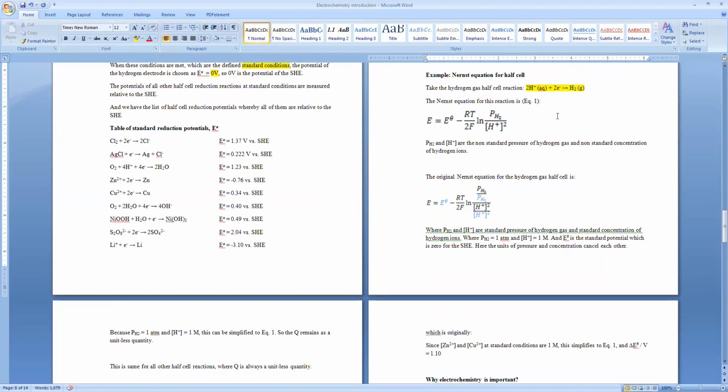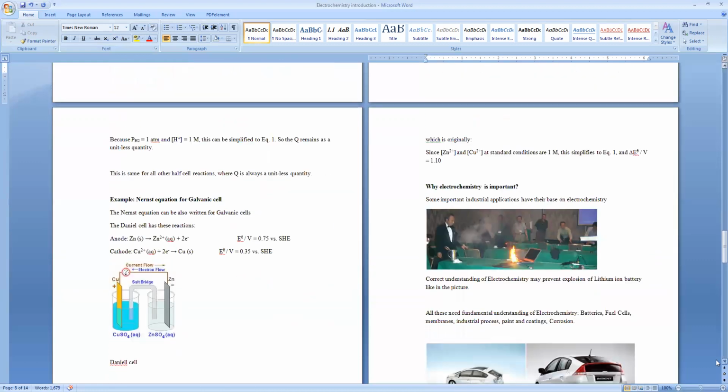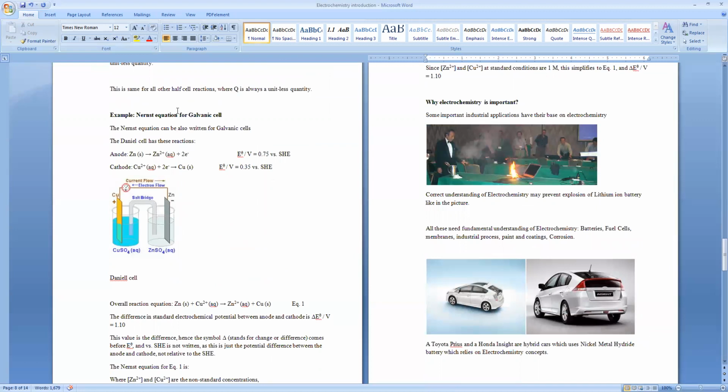The Nernst equation allows us to calculate the potential of the non-standard reaction, provided you know the potential of the standard reaction of the same reaction, I mean the E standard potential of that reaction. So that is the Nernst equation. The Nernst equation can also be used to calculate the potential of a galvanic cell. The galvanic cell is basically a full cell.